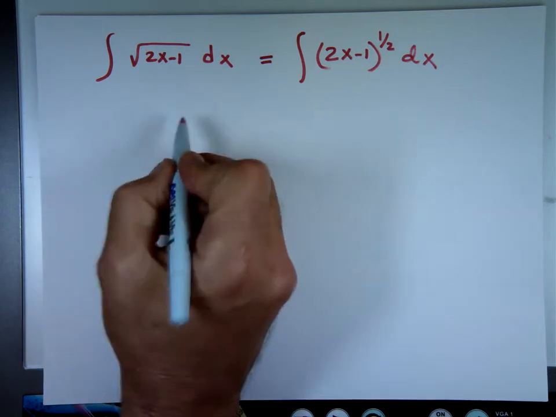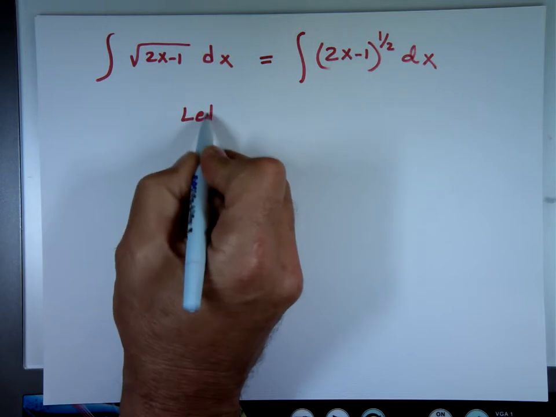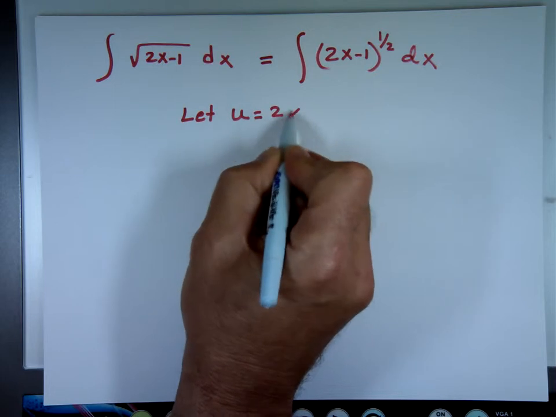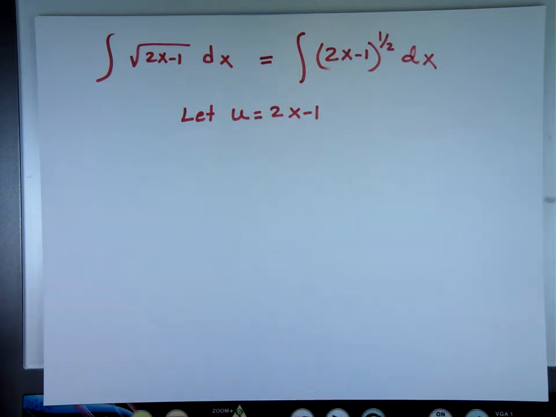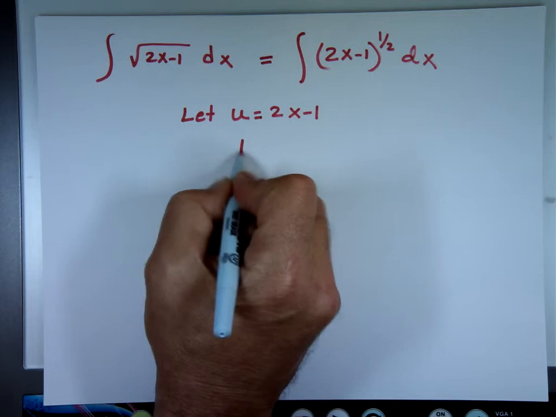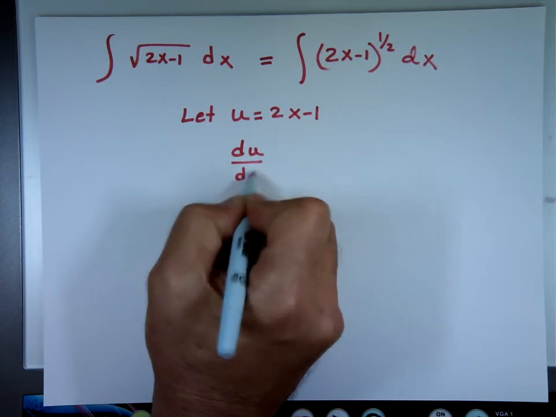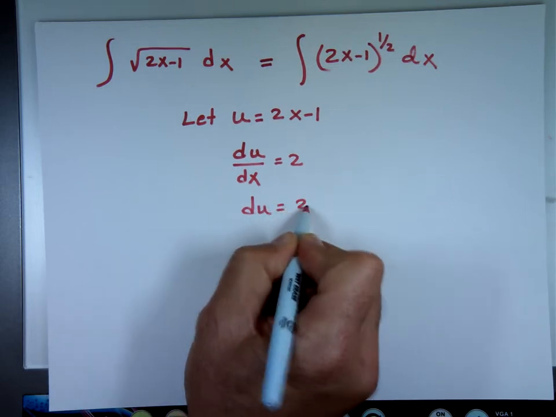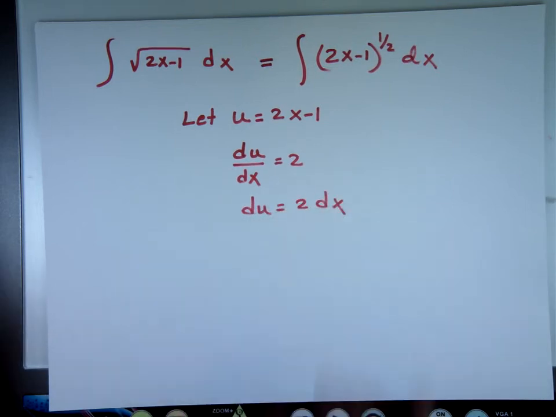So you're going to let u equal what? 2x minus 1. What's the derivative of that? It's 2. What's du equal to? 2 dx. Uh-oh. I don't have a 2 there. Notice I don't have a 2 here.